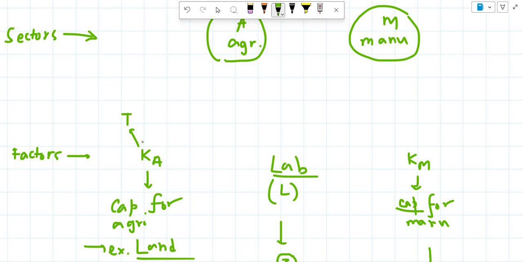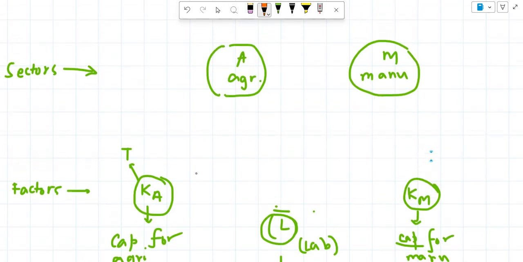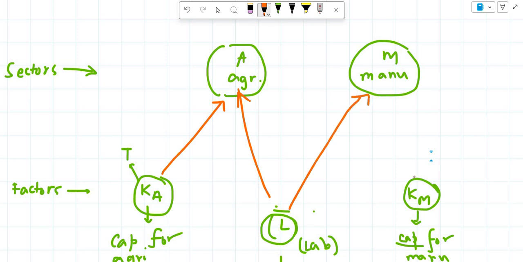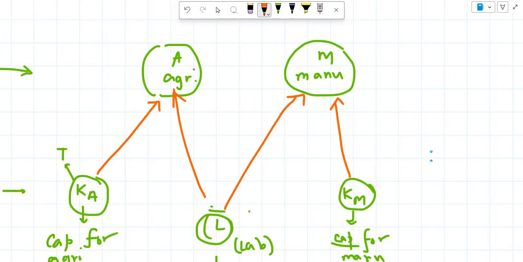So let me just circle them. You have Ka, you have L. Let me just remove this and write it below. And let me write labor somewhere here, and you have Km. So what is the story? The story is agriculture uses land and labor. Manufacturing uses land, labor and capital, right? So you see, labor is going to two places. Now we have the basic story.